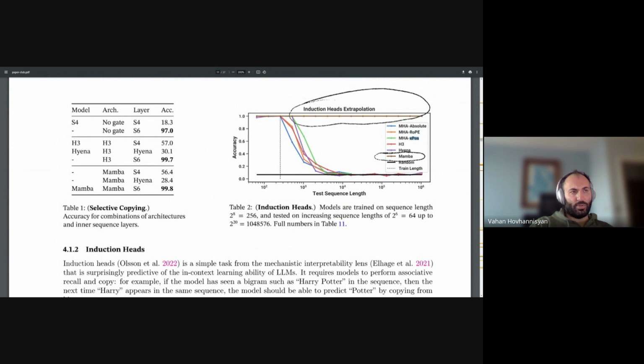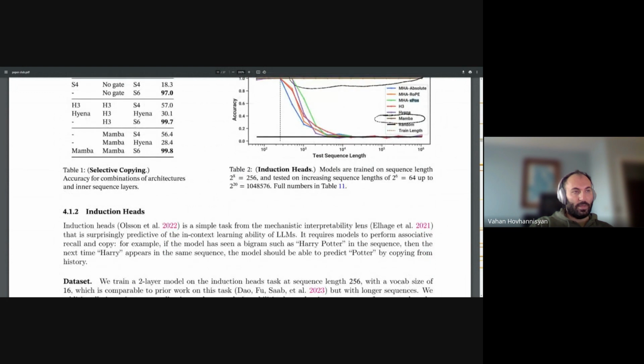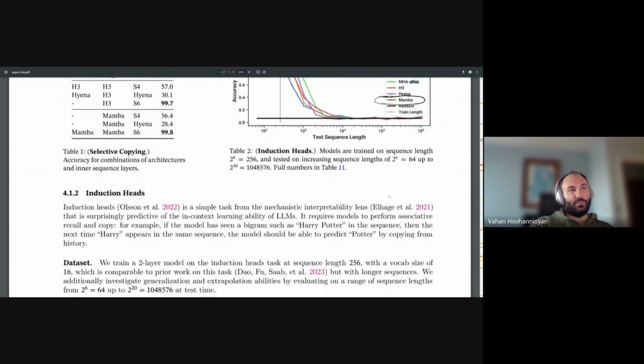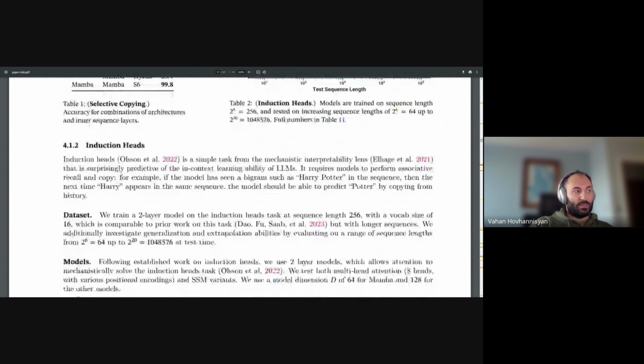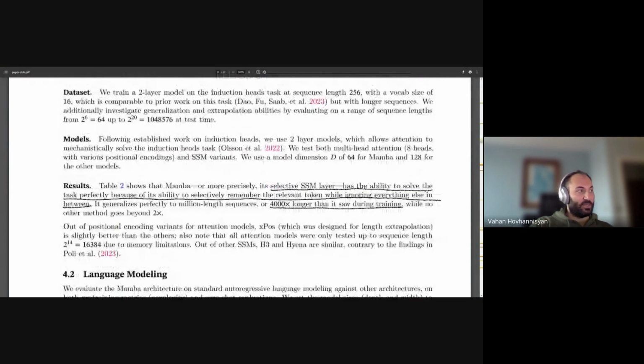Before I go to the experiments on text, any questions, comments here? Okay. So far we see that Mamba outperforms state space models by a huge margin, right? Now let's see if it can compete with transformers.